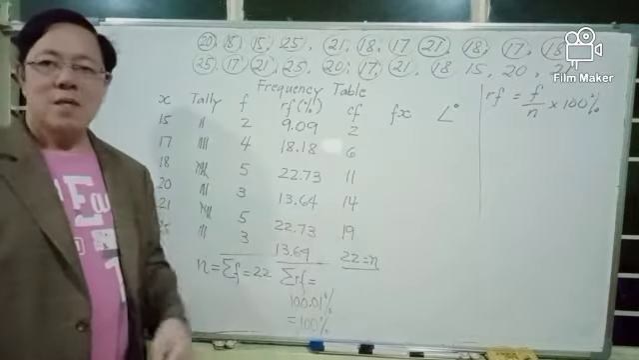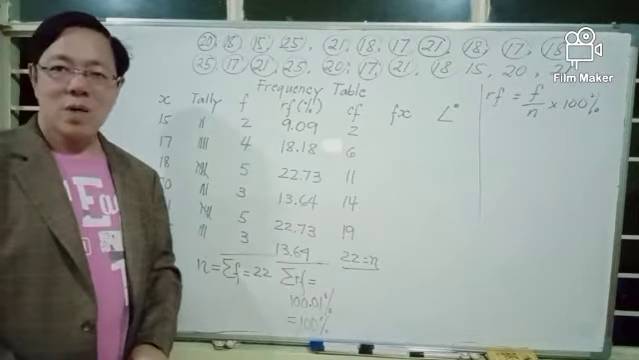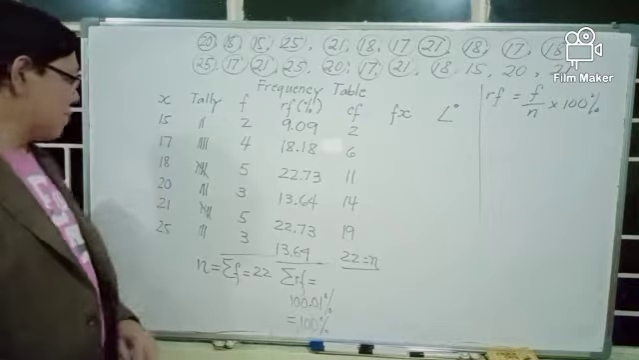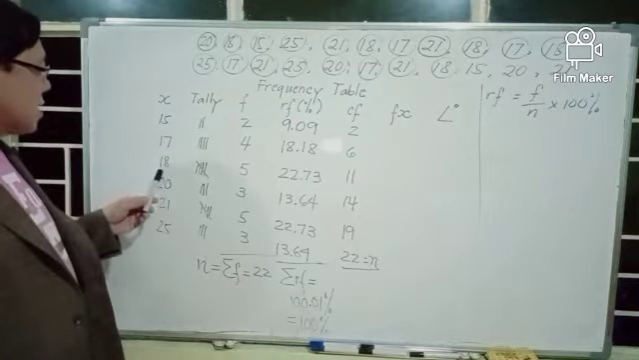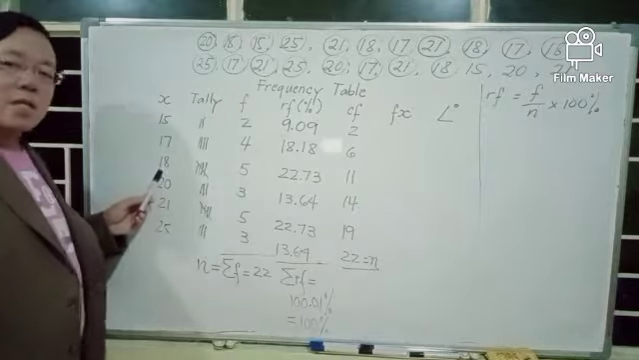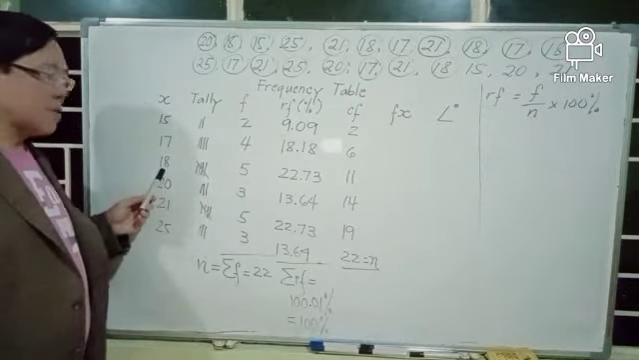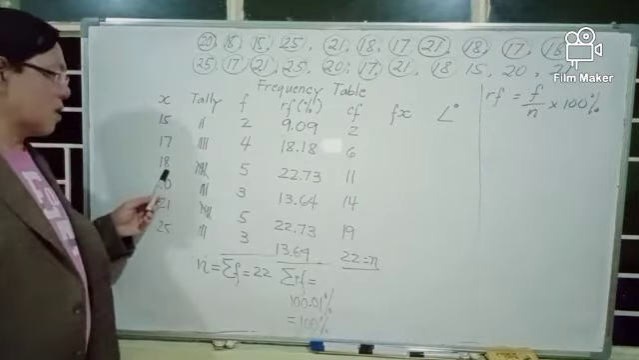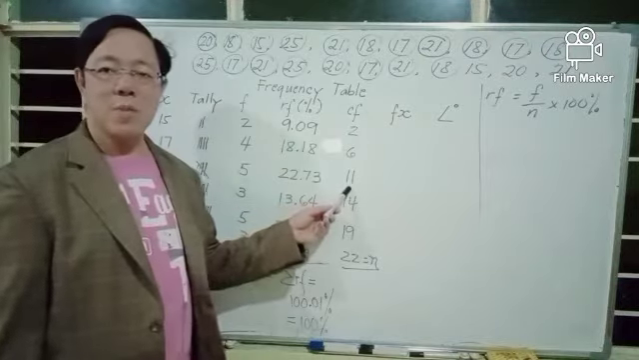Now, if you are asked this question, how many students have scores of 18 or below 18? Just look at the cumulative frequency of 18 and your answer should be 11.